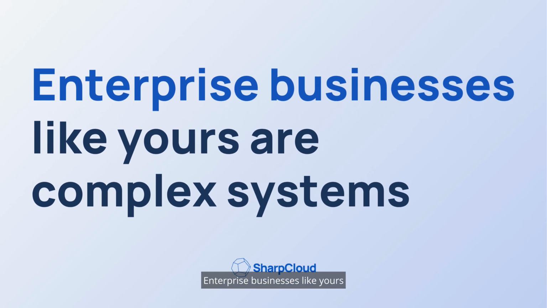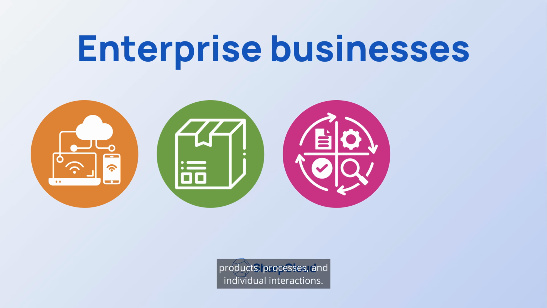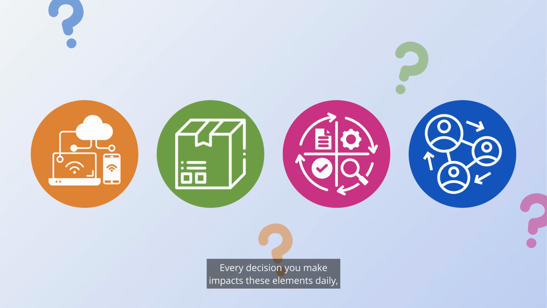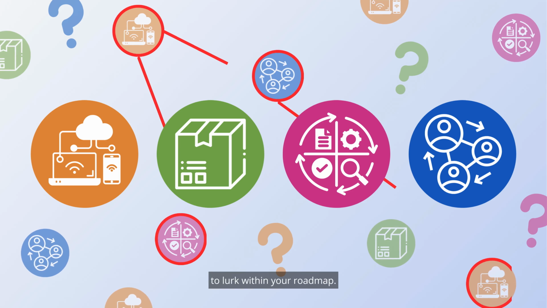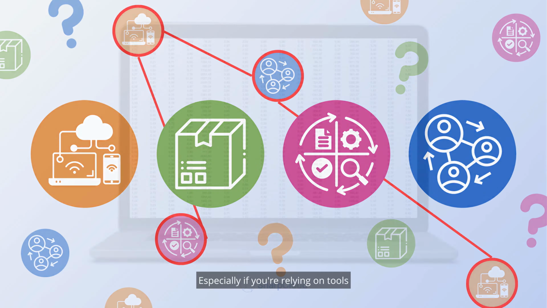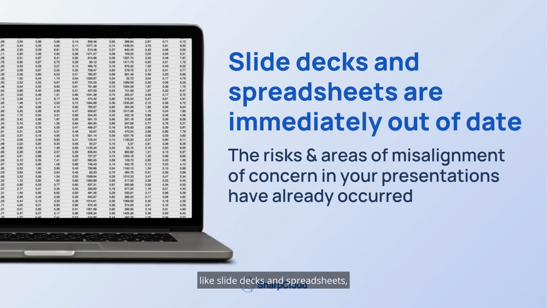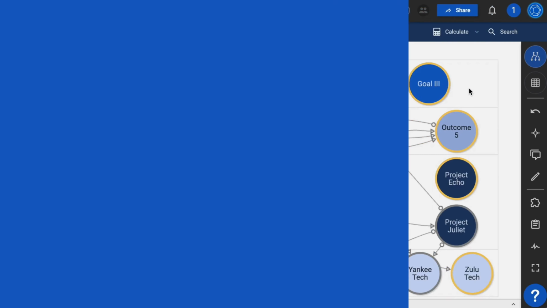Enterprise businesses like yours are complex systems, encompassing technology, products, processes, and individual interactions. Every decision you make impacts these elements daily, and that complexity allows risk and misalignment to lurk within your roadmap, especially if you're relying on tools like slide decks and spreadsheets, because risk and misalignment have already occurred by the time that you're delivering your next presentation.